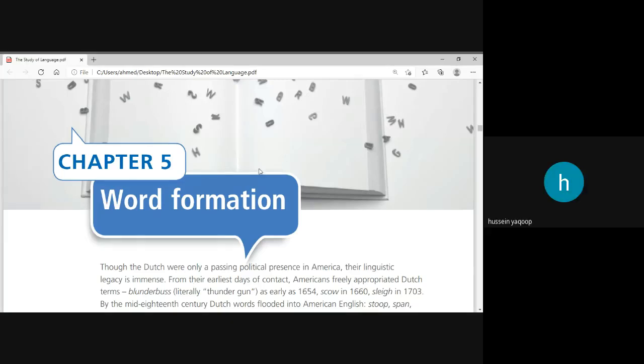Okay, so I guess you can see the shared screen, if I'm not mistaken. Yes, good, sir. Good.